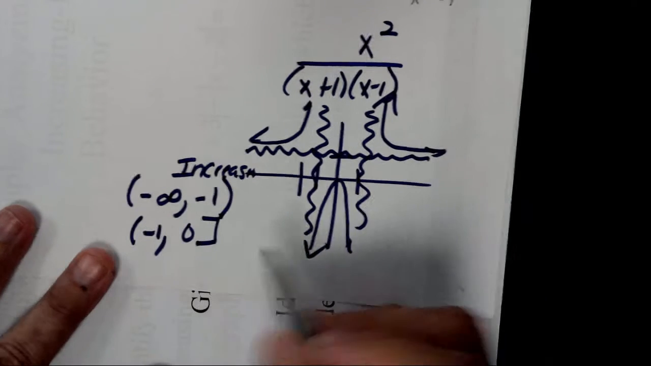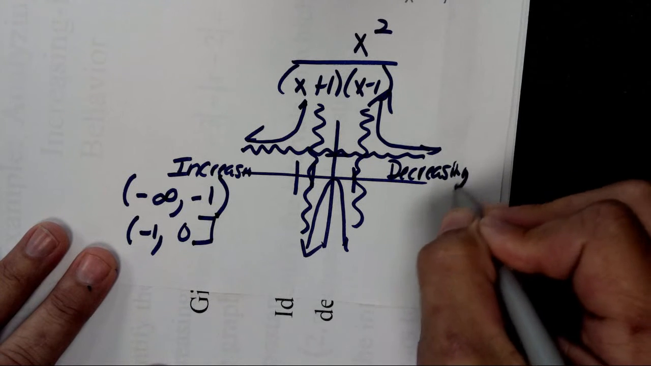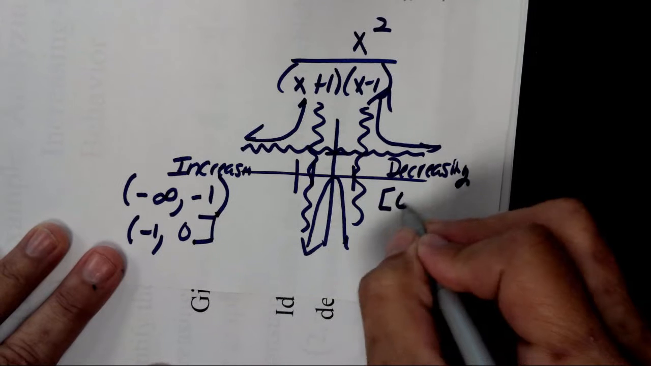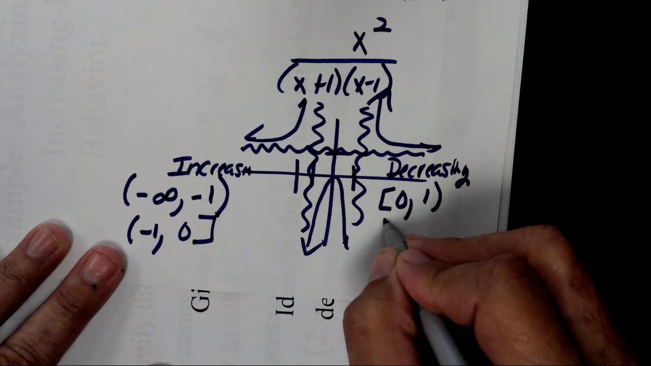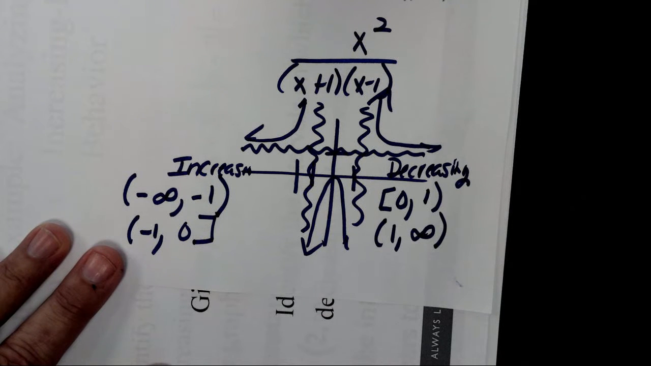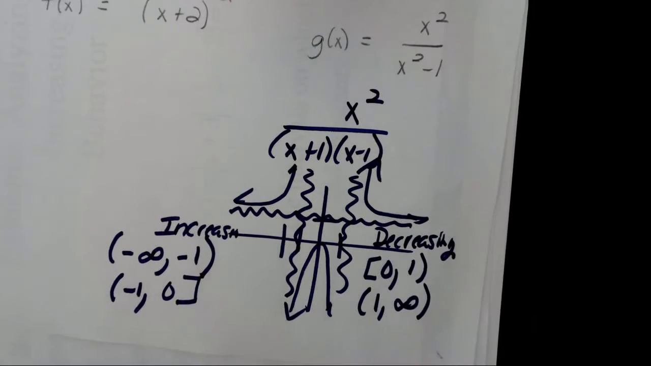All right. Then decreasing, and you don't have to write them on opposite sides of the graph, it's just that I ran out of room down there. I am decreasing starting at 0 going to 1, and then I start at 1 again and go to positive infinity. Okay? All right.